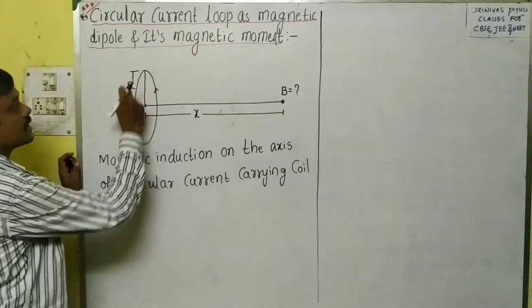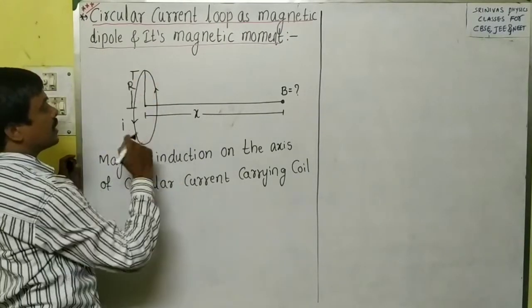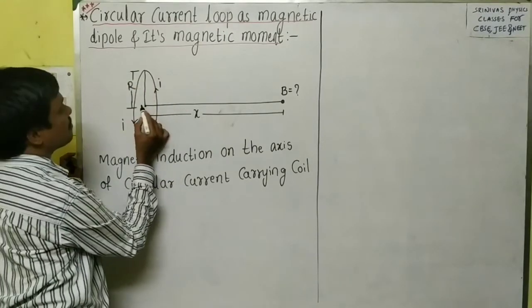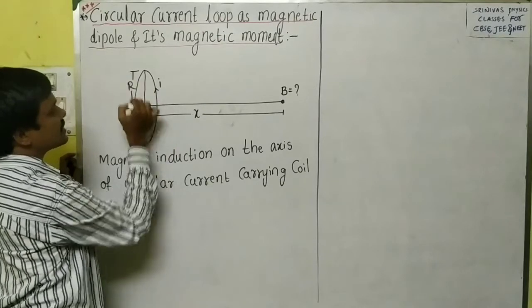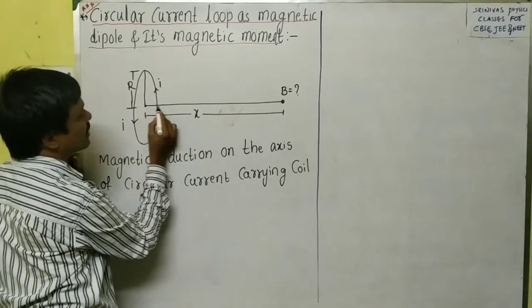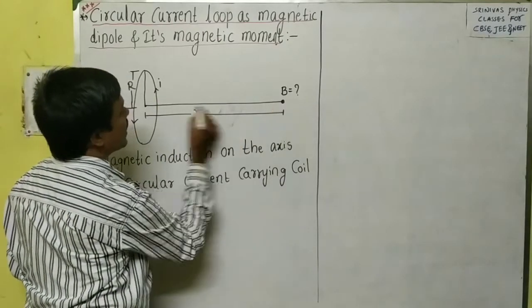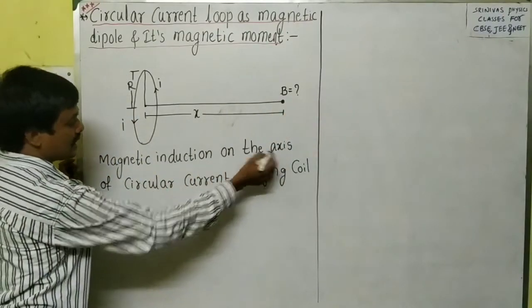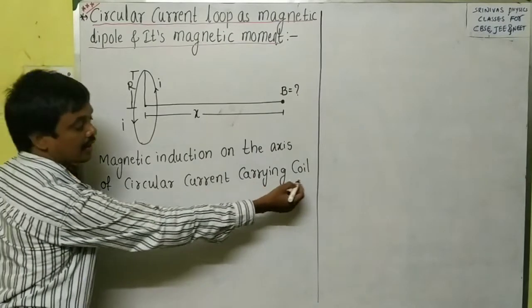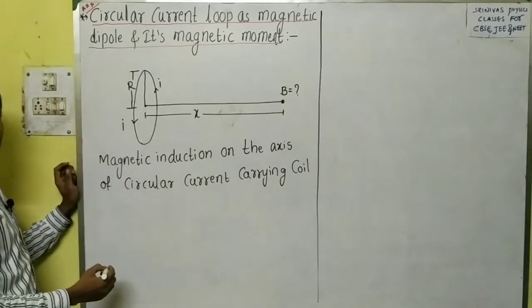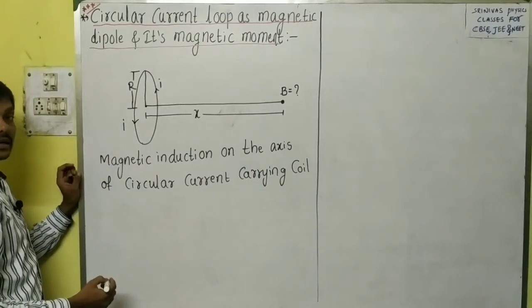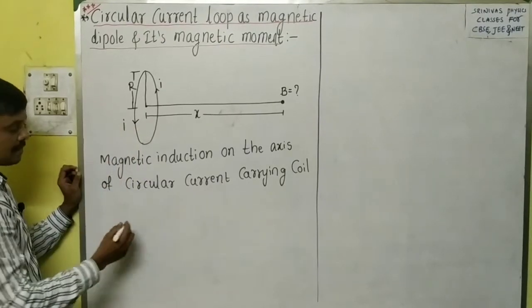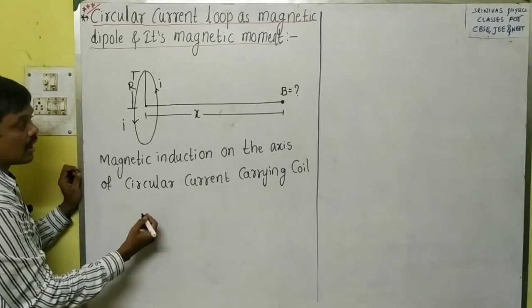This is a current loop. It carries current I, and the radius of the circular loop is capital R. From the center, on the axis at a distance x, I want the magnetic induction. The magnetic induction on the axis of a circular current carrying loop we know already. We discussed it in the moving charges and magnetism chapter. That derivation is an application of the Biot-Savart law.